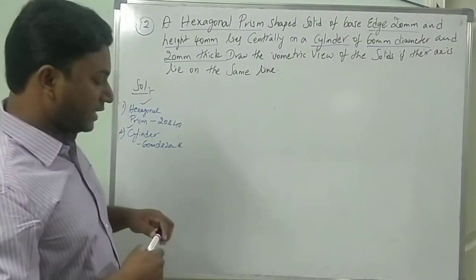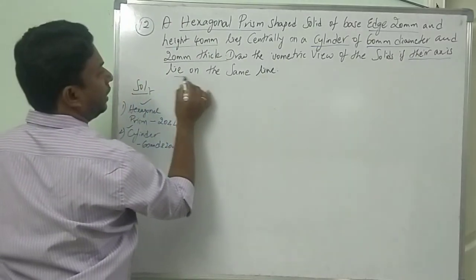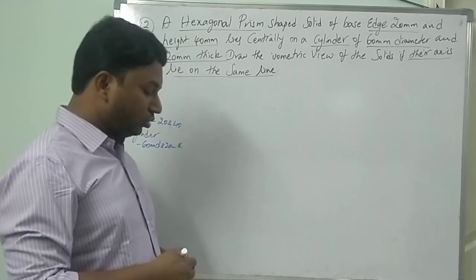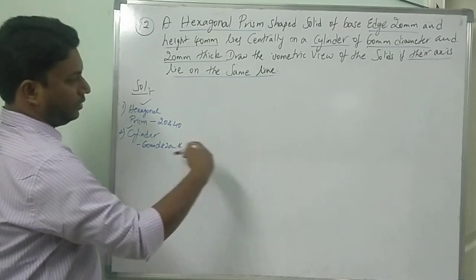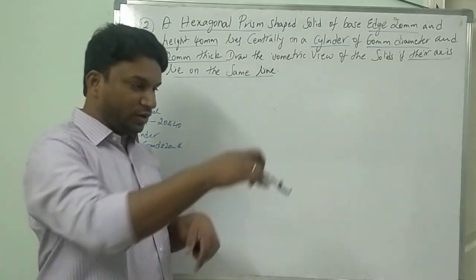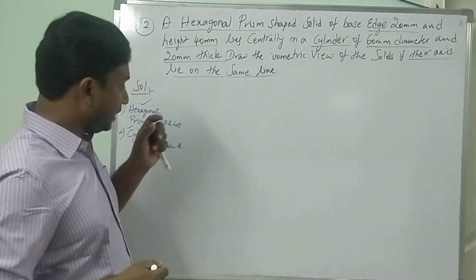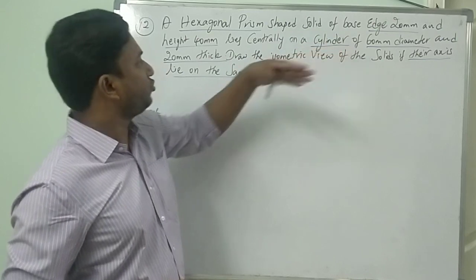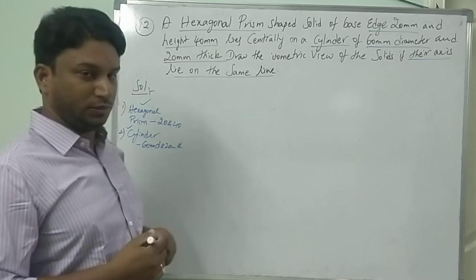Now after analyzing the dimensions and location: if the solids' axes lie on the same line, it means they are centrally located on the same line. How to construct them? First of all, we have to draw the cylinder, on which we draw the hexagon. Cylinder top view will look like a circle, front view like a rectangle. He has given nothing about the hexagonal orientation, so we will assume one edge of the base is parallel.